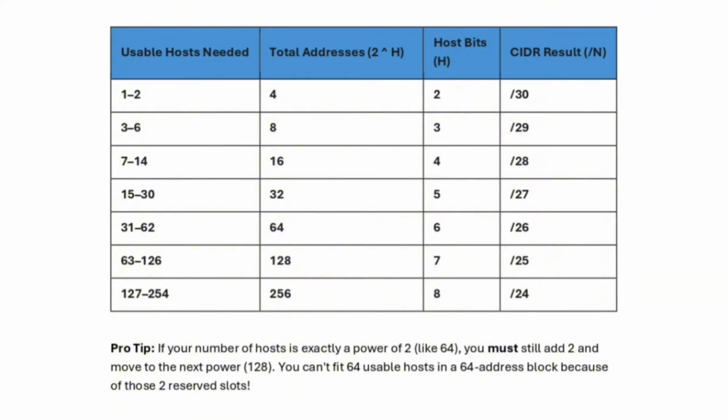Also, the pro tip would be, if your number of hosts is exactly a power of 2, like if you are taking hosts that is exactly 64, you must still add 2 and move to the next power, that is 128, because you can't fit 64 usable hosts in a 64 address block because of those 2 reserved slots. So you know that we have 2 reserved slots. So if we are taking exactly 64 to fit in, you must move further to 2 power 7, that is 128.